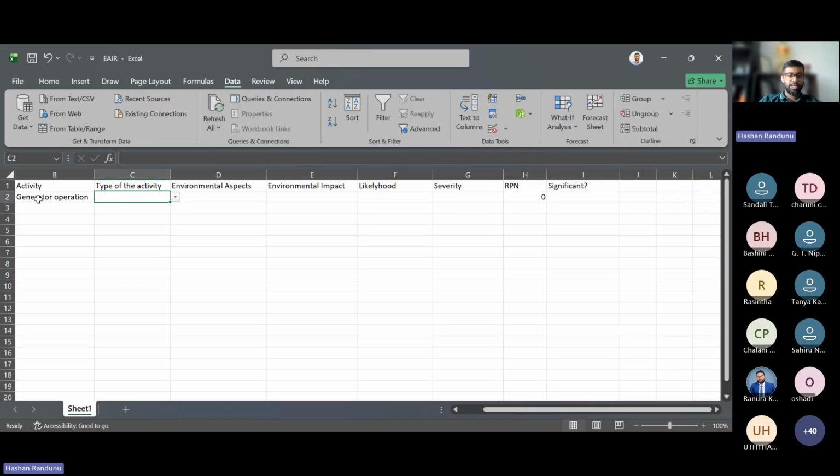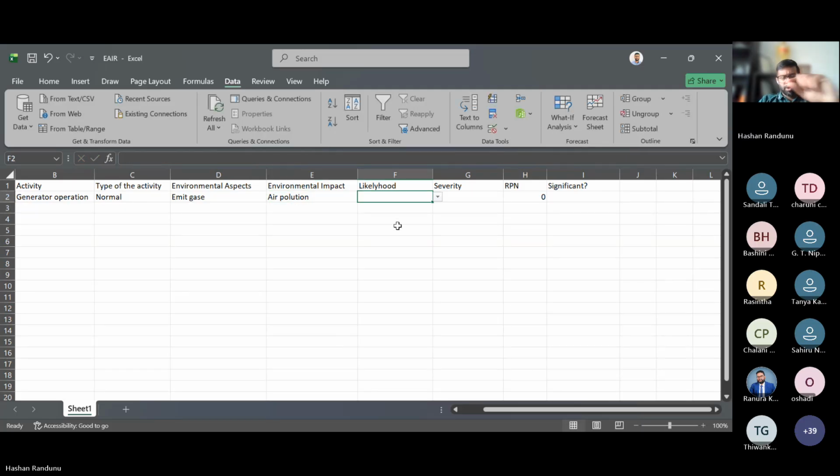When we consider the generator operation, it is a normal activity. Then what are the environmental aspects from generator operation? One aspect is emitting gases. And what could be the environmental impact of this particular environmental aspect? Air pollution.